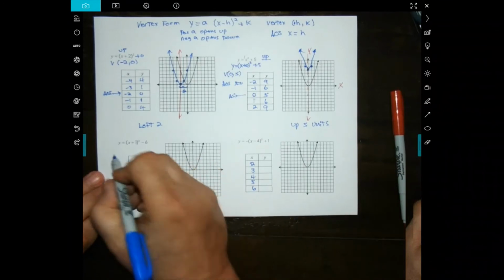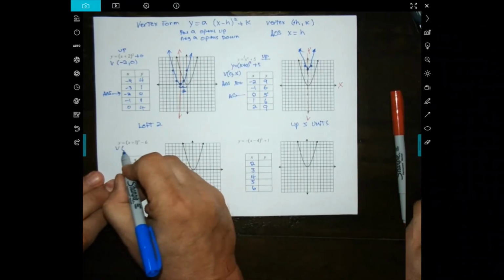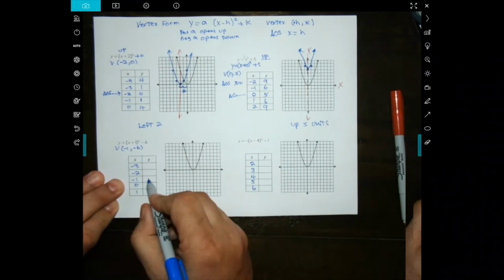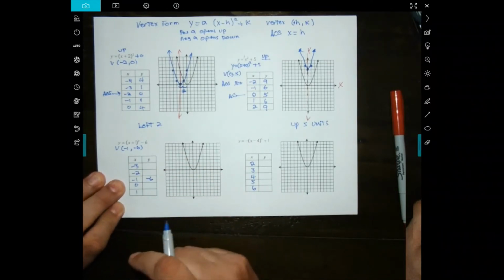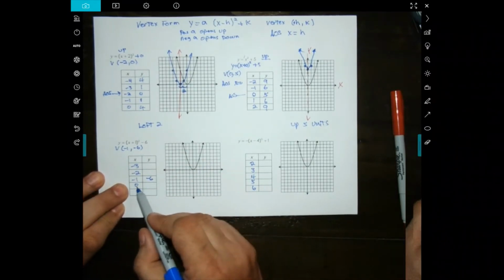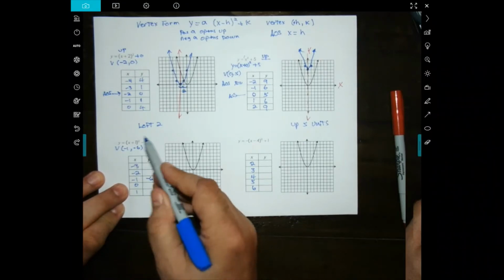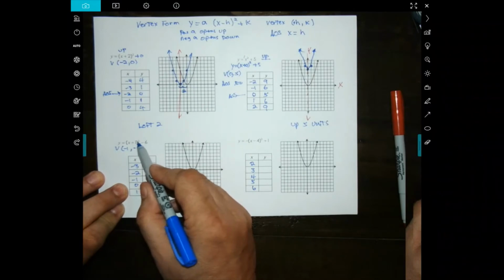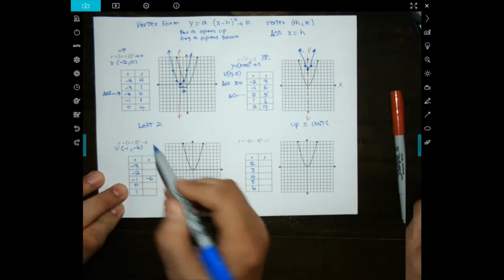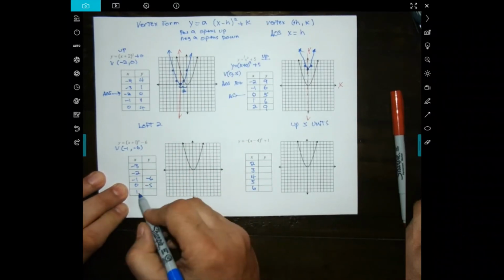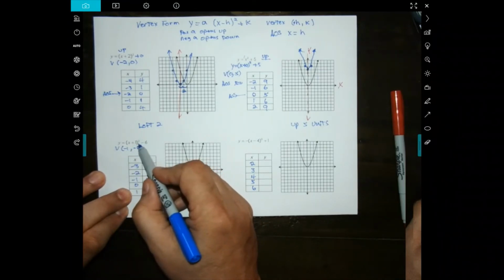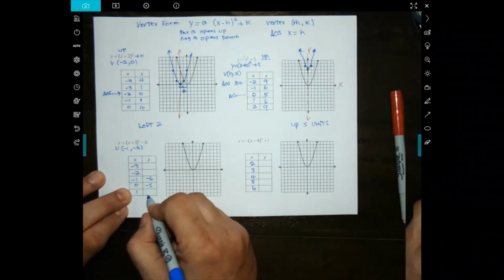So I know my vertex is at -1 and -6. So -1, I'm at -6. I can choose a few points. How about 0? I like 0 because it's easy to multiply by and add. So 0 plus 1 is 1. 1 squared is 1. 1 minus 6 is negative 5. 1's a good number too. 1 plus 1 is 2. 2 squared is 4. 4 minus 6 is negative 2.